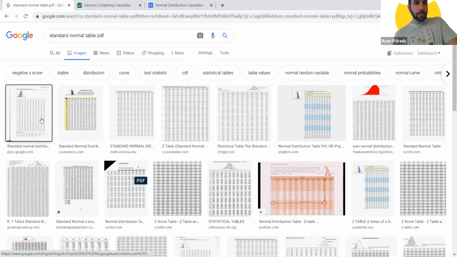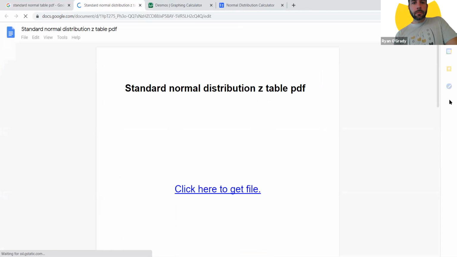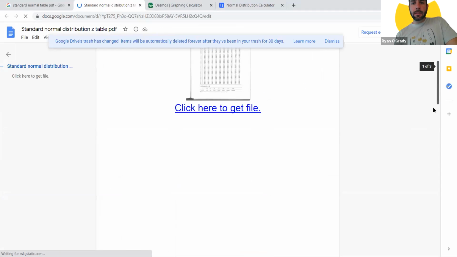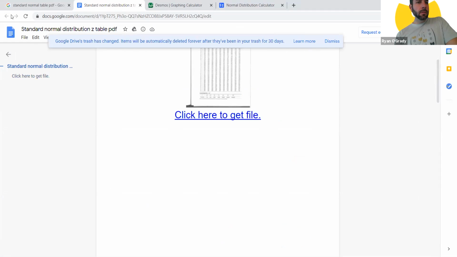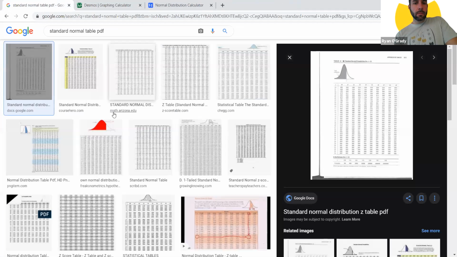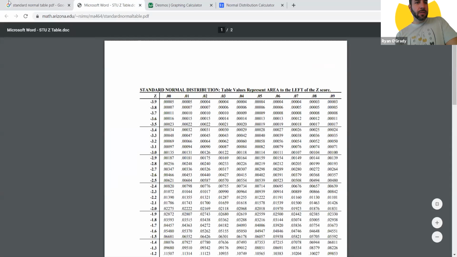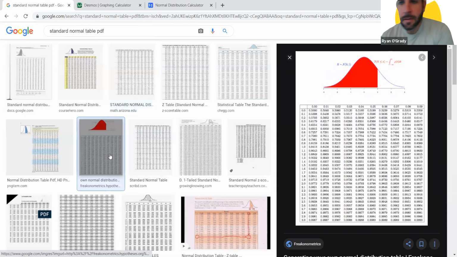Sometimes you just gotta throw a PDF in. Oh my God, why are they making this so difficult for us? This is the same one we just used. What kind of criminal activity is this? All right.